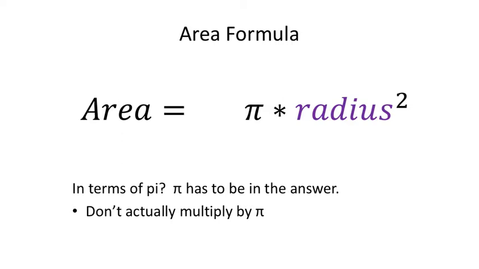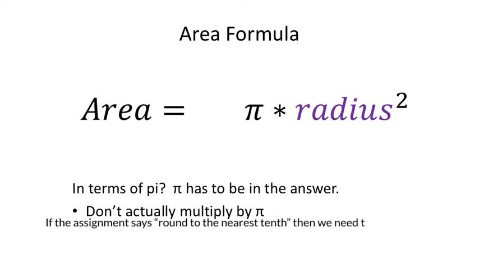Now you'll see on the assignment, sometimes they will ask for the answer in terms of pi. If this is the case, pi has to be part of the answer, which we've seen with circumference. That also means that we're not actually multiplying by pi. If we need the decimal, though, which we will sometimes, because sometimes they'll say go ahead and round to the tenth, if the assignment says something like round to the nearest tenth, then we need the decimal.